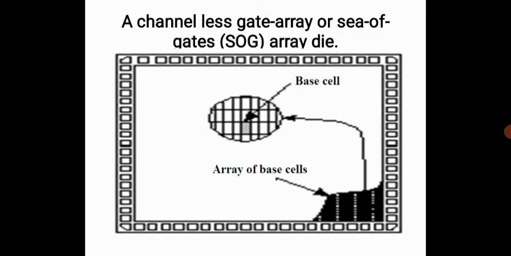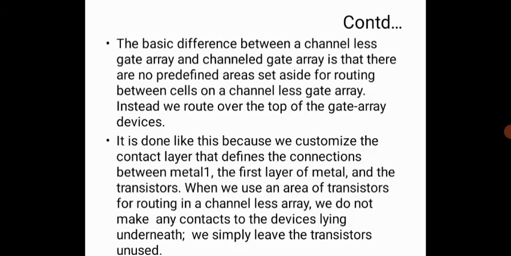This diagram shows a channelless gate array, or a sea of gates array die. You have to see there is no channel in the base cell. You have to see in the diagram there is a base cell, and there is no channel between the rows and columns. You have to see that block; there are no channels. That is called channelless, and that is called sea of gates. So there is an array of gates, an array of base cells. You have to see in the diagram, this figure shows the channelless gate array.